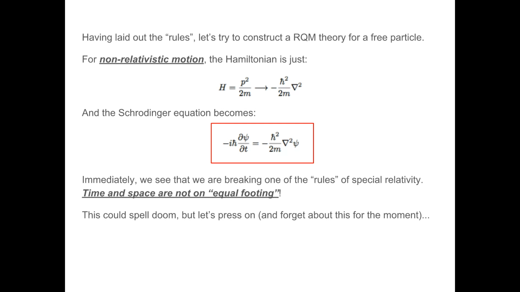Okay, all right, so having laid out those rules, which you should hopefully know by heart, let's try to construct a relativistic quantum theory. We're going to start with the simplest case, which would be a free particle.